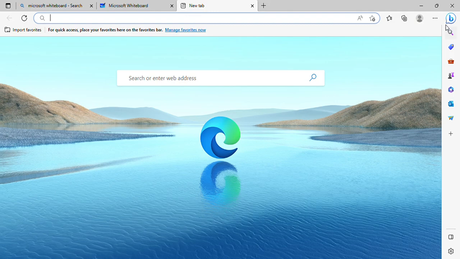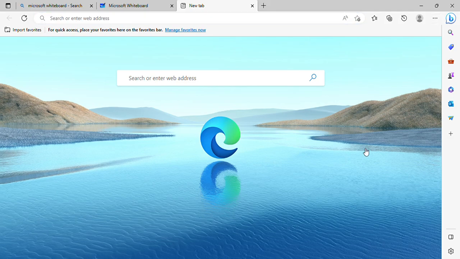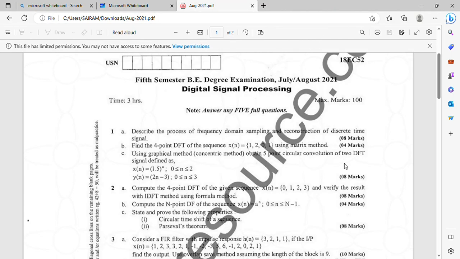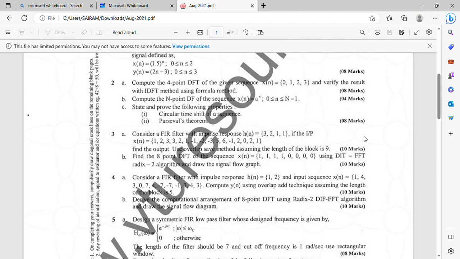So today we are going to study the N-point DFT topic. You can see in the question papers we discussed, there were questions based on the 4-point DFT, and one question with respect to the N-point DFT. There is a question: compute the N-point DFT of the sequence x of n equal to a to the power of n for 0 less than or equal to n less than or equal to N minus 1. Yes, this is what we have seen.